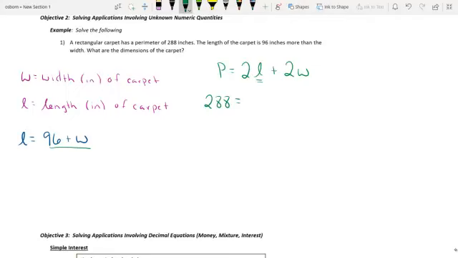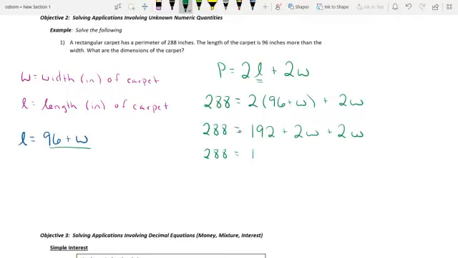So that would give me 2 times 96 plus W, because that's what you're told that length is equal to, plus 2W. So this gives me 288 is equal to 2 times 96, which is 192, plus 2W. All right, at this point, I'm going to combine my like terms. So that will give me 288 is equal to 192 plus 4W.